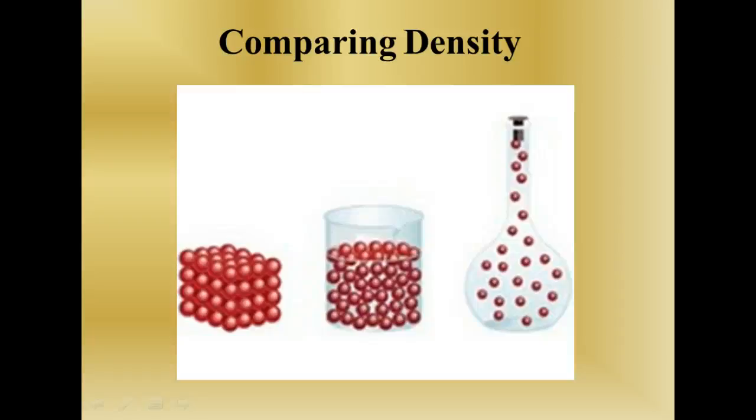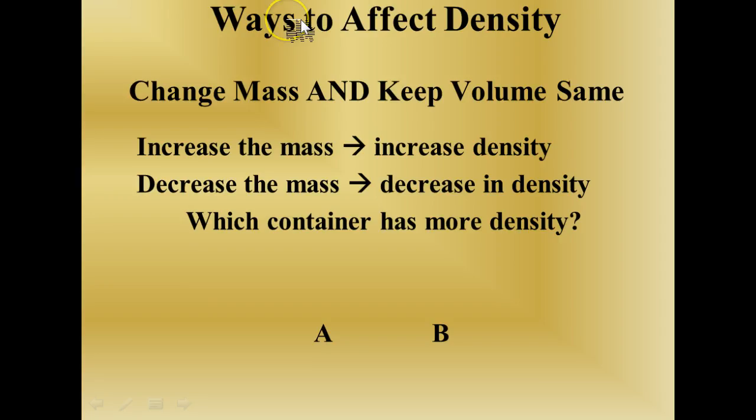So now that you know how to calculate density, we're going to learn how to compare different densities. So here's a way to affect density. You can change the mass but keep the volume the same. If you increase the mass, you're going to increase the density. If you decrease the mass, you're going to decrease the density.